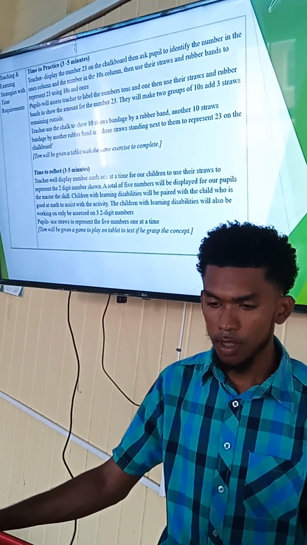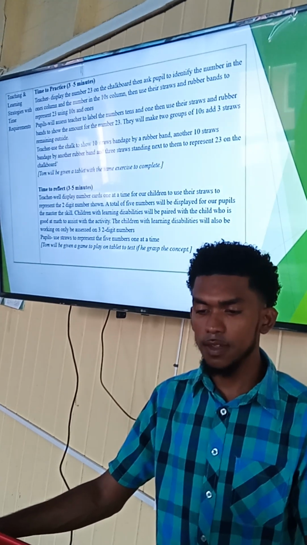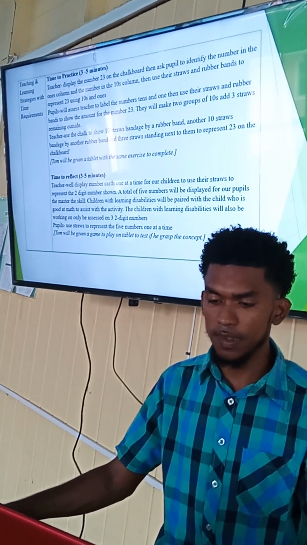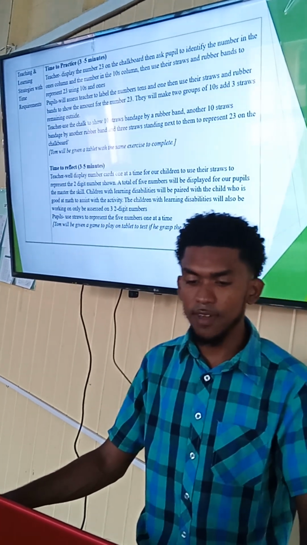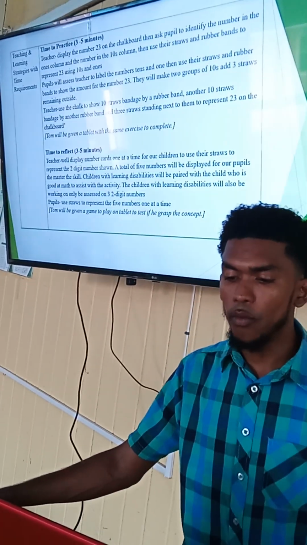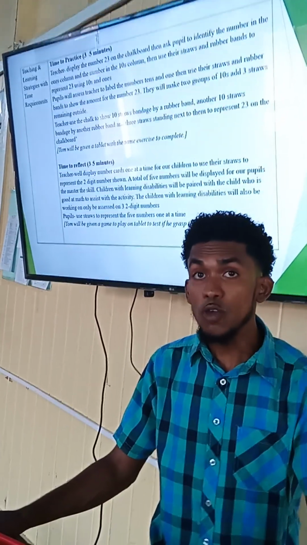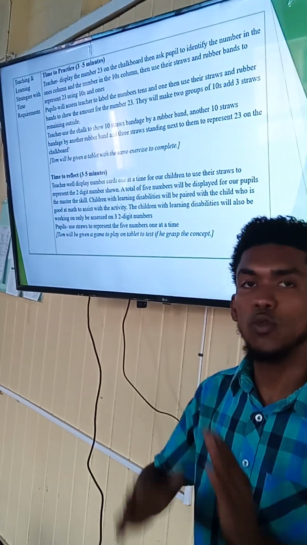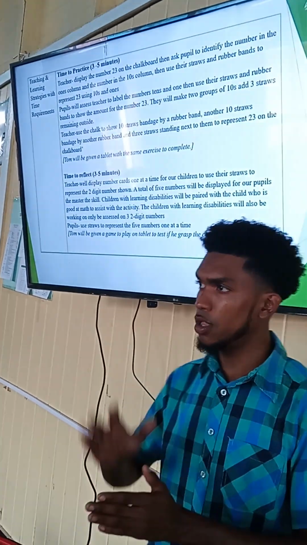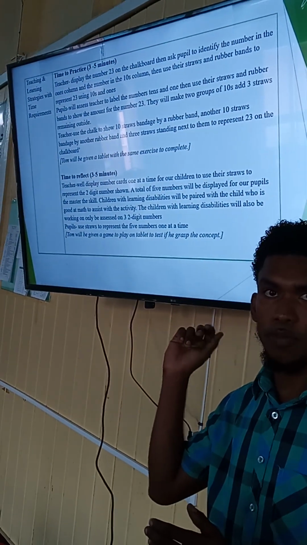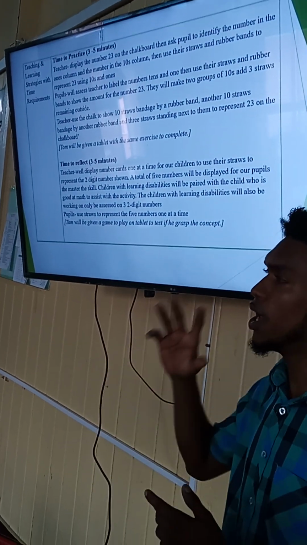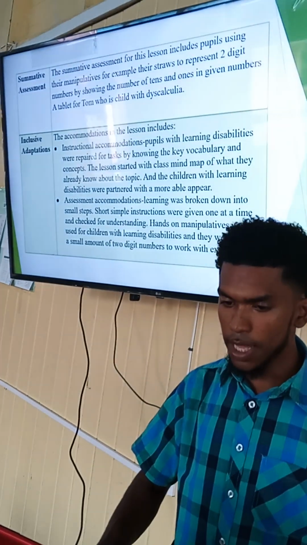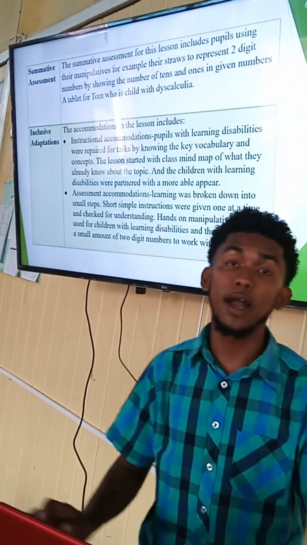Time to reflect. The teacher will display number cards one at a time for each child to use the straws to represent. Now, Tom would have been given a game to play on the tablet to test if he had grasped the concept that was taught. So while the class would have been given one activity with the use of the picture or cardboard and the chalkboard, Tom would have been given a different method to ensure that he grasped the concept.